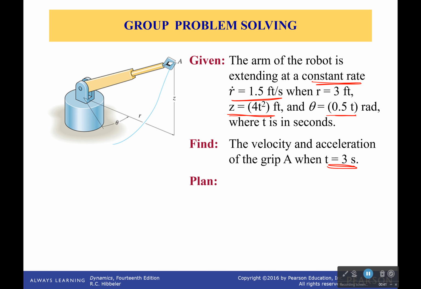So, with that in mind, we know quite a bit here. Seems like we got a lot. We also know that r is equal to 3 feet is our initial condition. So with that, I think you have enough.